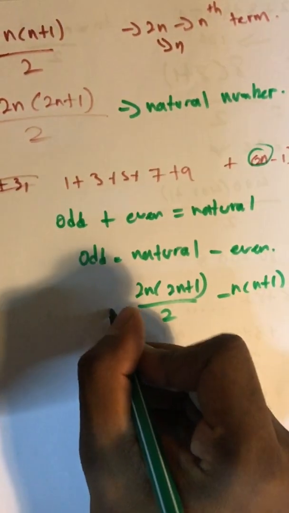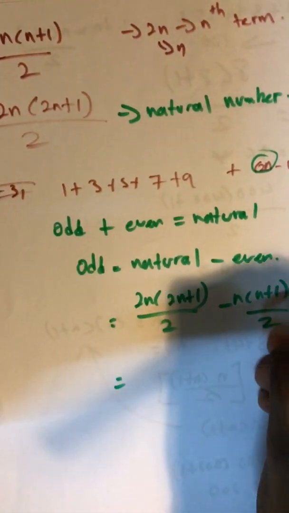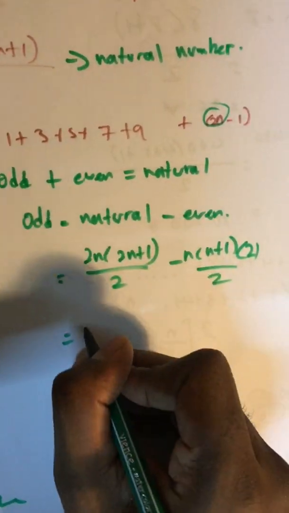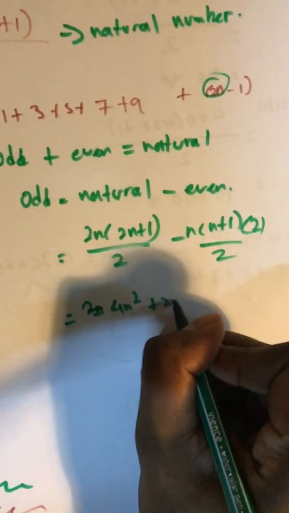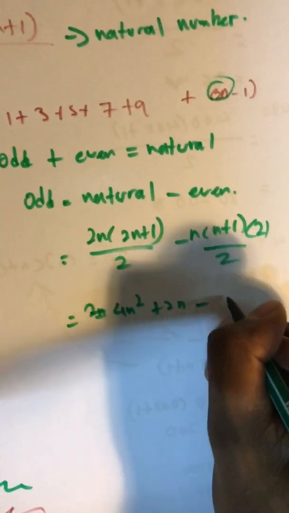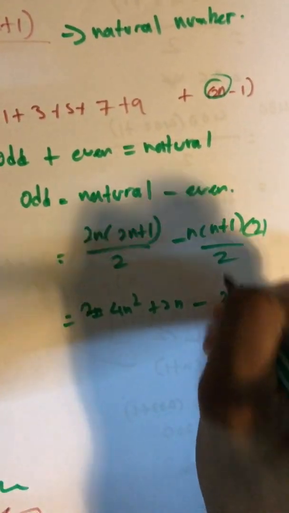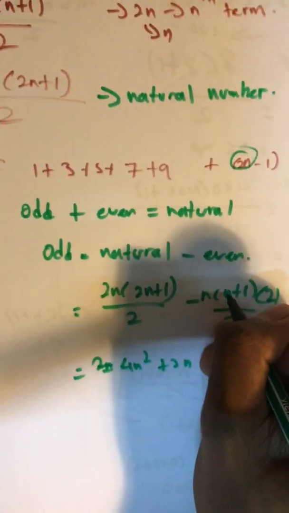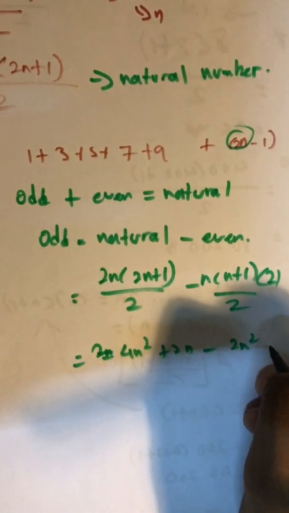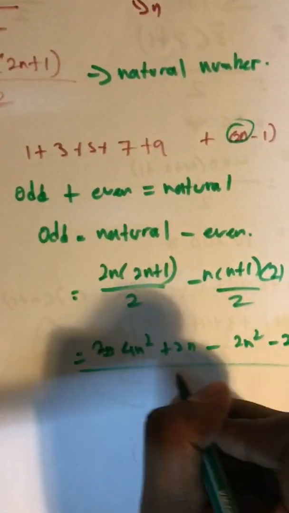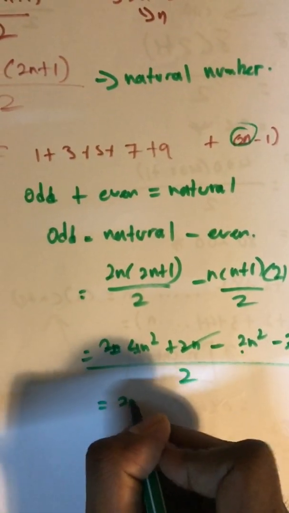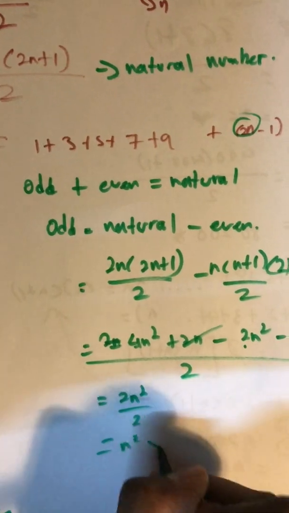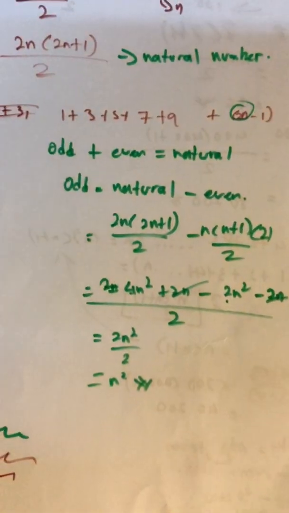To find this, as usual, you need to make your denominator the same. So down times 2, up times 2. Now here we expand: 4n square plus 2n, and then here minus 2n square, 2 times n times n, then 2 times n times 1 is minus 2n, over 2. So 2n cancels off, 4n square minus 2n square, you get 2n square over 2, which is n square. That's your answer.